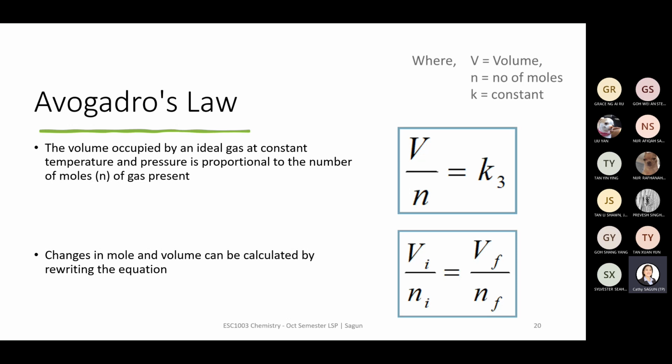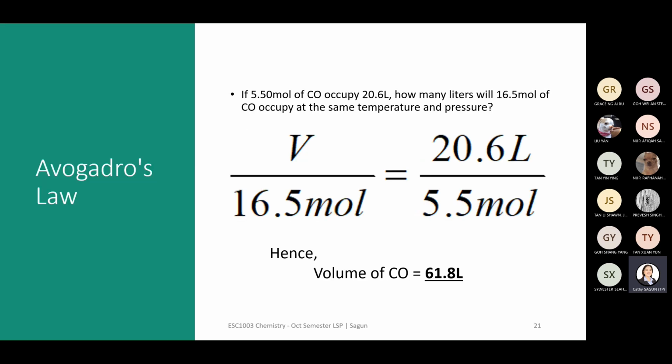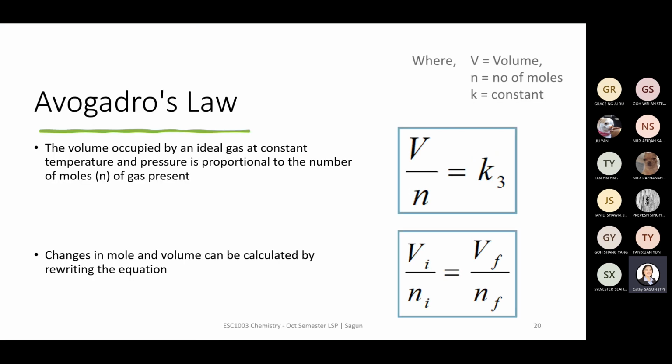Okay, so let's say I have here the volume. I also give you the formula here. Volume divided by the number of moles is equal to constant K3. Okay, so the changes in mole and volume can be calculated by rewriting this equation. So we have V1 divided by N1 is equal to final volume divided by the final number of moles.